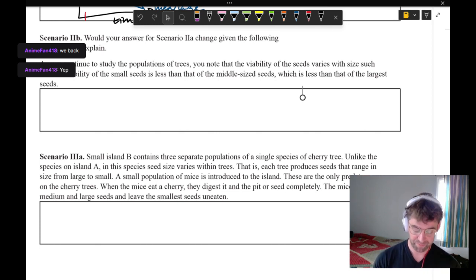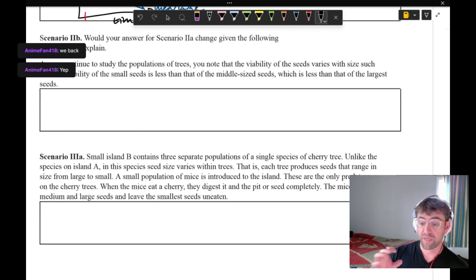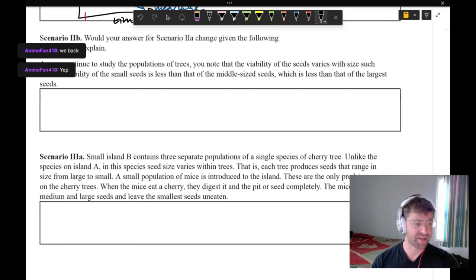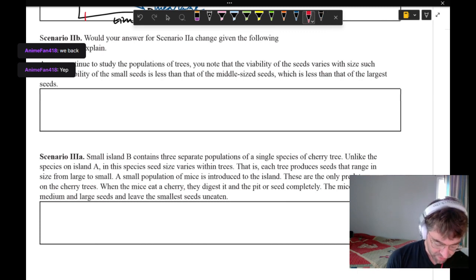So in the previous prompt, middle and large-sized seeds were being eaten at a higher rate, but now we're also learning that the bigger the seed is, the more likely it is to be viable, to be fertile, to reproduce. So assuming that it survives predation, it's more likely to produce a tree versus the small ones, which aren't being eaten, but are less fertile. So how is this going to impact future generations? Is what the question is asking, but we still need to go through.